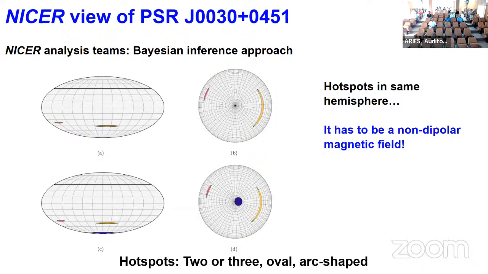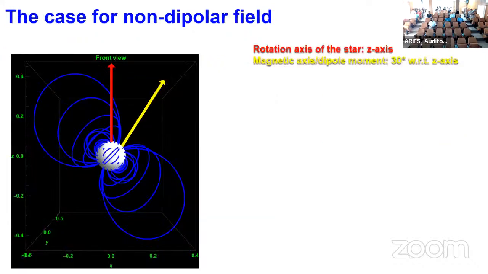So, I said that it has to be a non-dipolar magnetic field. And I see some people are nodding, which is great. But I still want to illustrate why exactly I made that statement. So here is an illustration. I put my neutron star over here in the center, the white sphere. This red is my rotation axis, and yellow is basically the magnetic moment. And the blue lines you see are dipolar magnetic field lines. Here is my overly exaggerated north and south pole for the dipolar field.